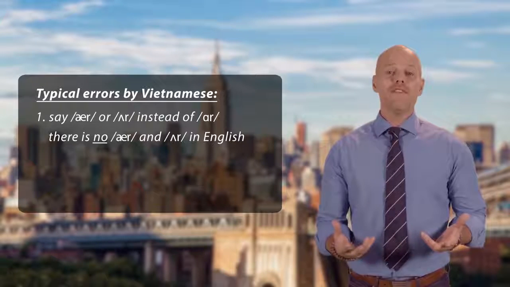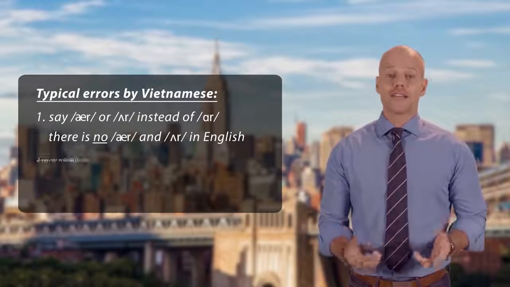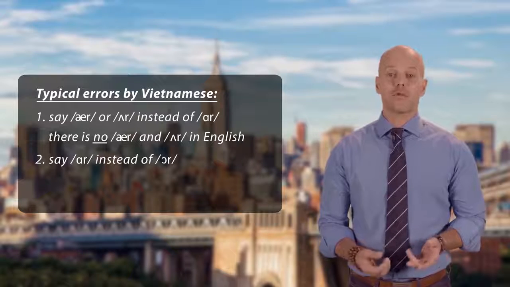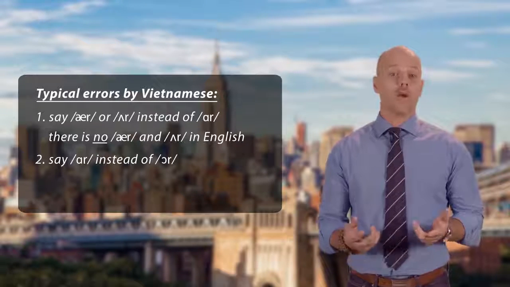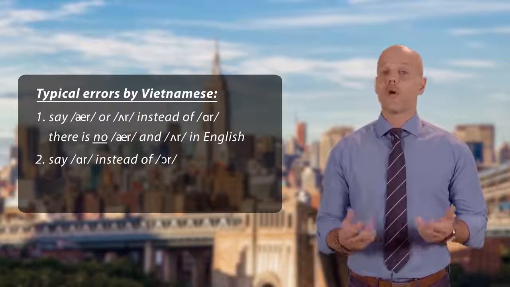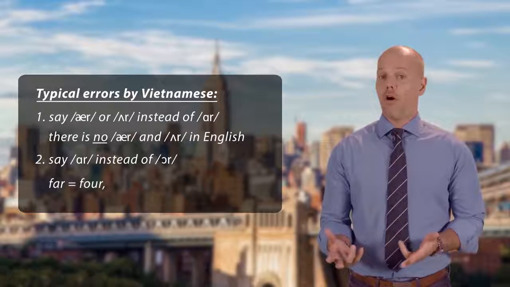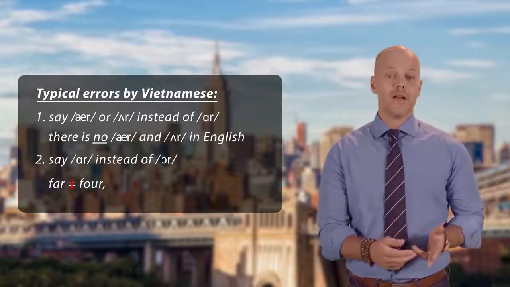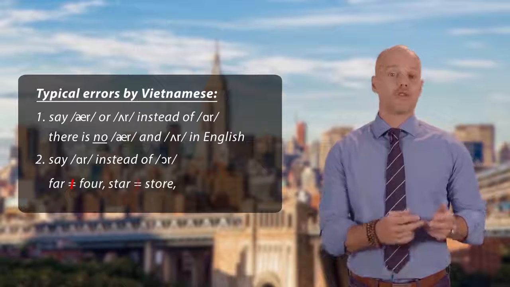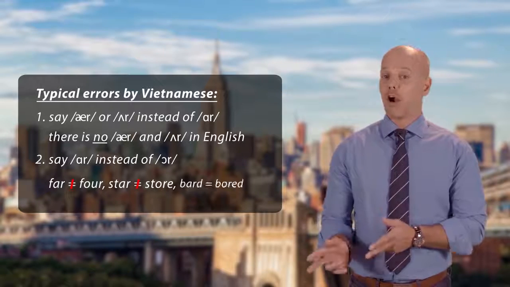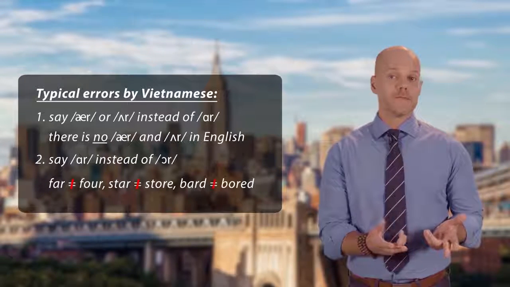Second, many Vietnamese people say an aw sound instead of the o sound when there's an r after the o sound. So people will say far instead of for, star instead of store, and barred instead of bored.